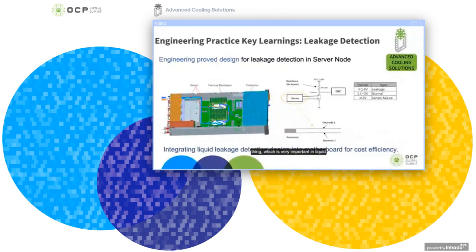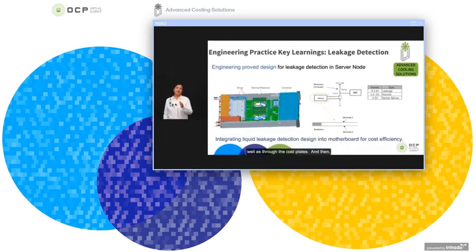Now, another thing which is very important in liquid cooling is leak detection. So in order to detect the leak, they deployed a wired sensor. And this wired sensor was basically looping across the tube as well as through the cold plates. And then when there is a change in resistance, that means there is humidity detected. So that means this sensor helped them to identify the humidity, which identified any leakage in the pipes or in that server.